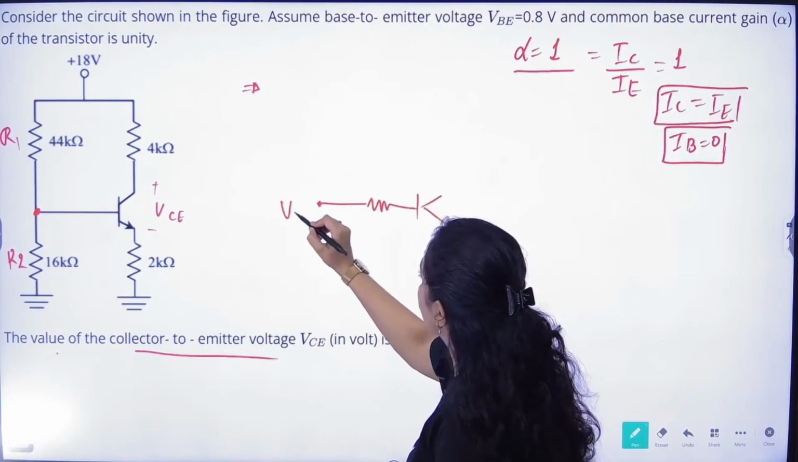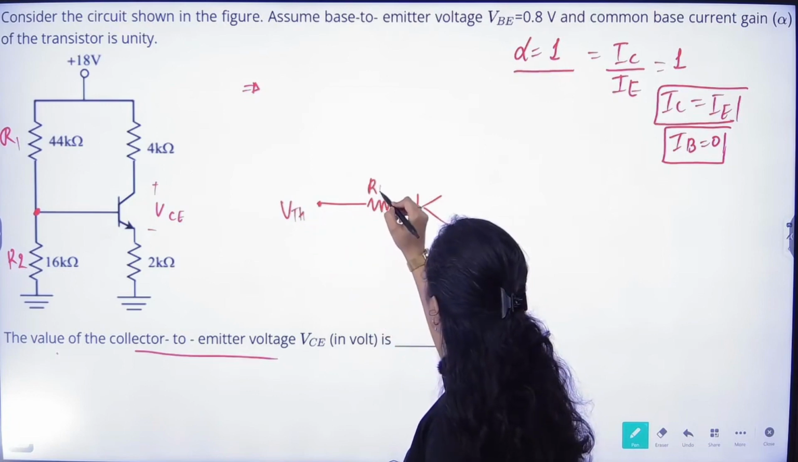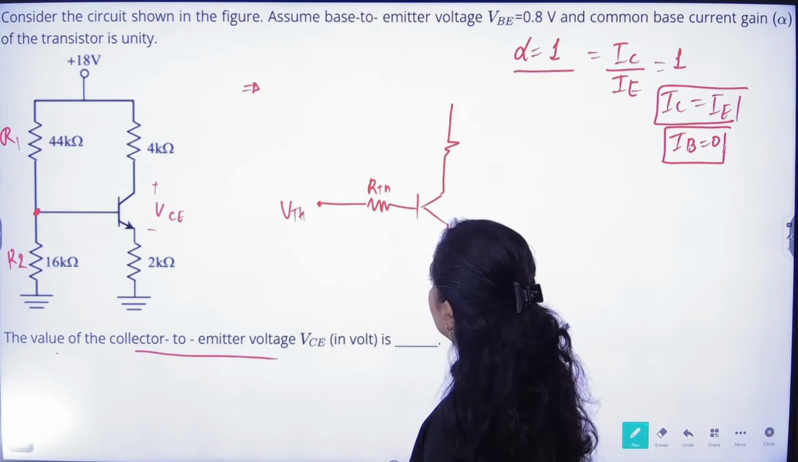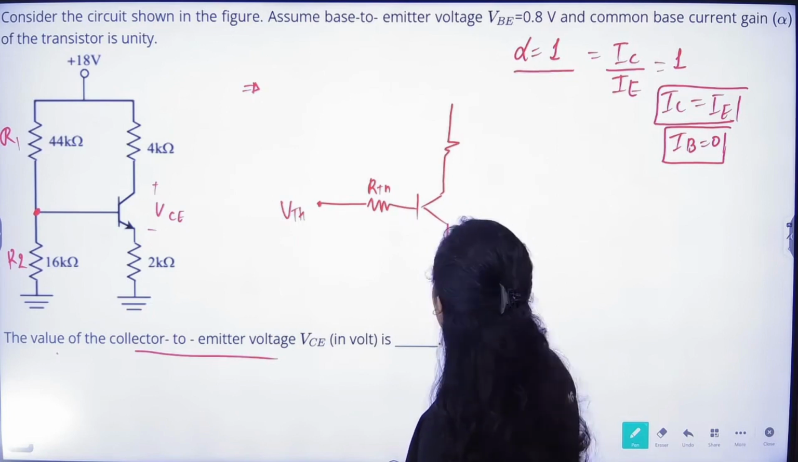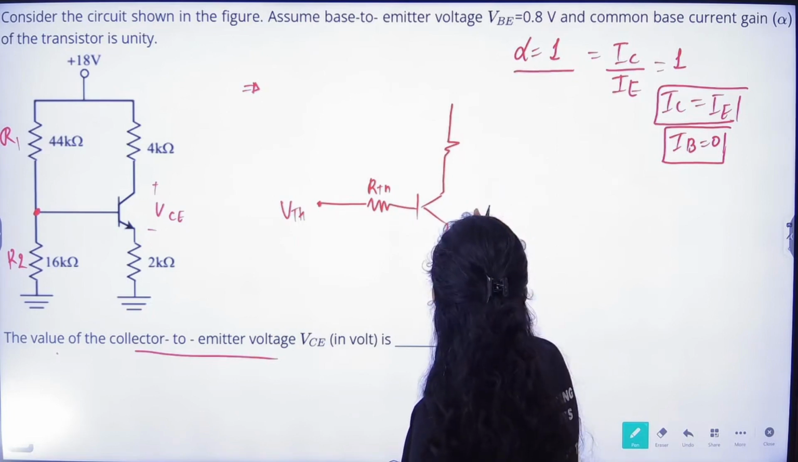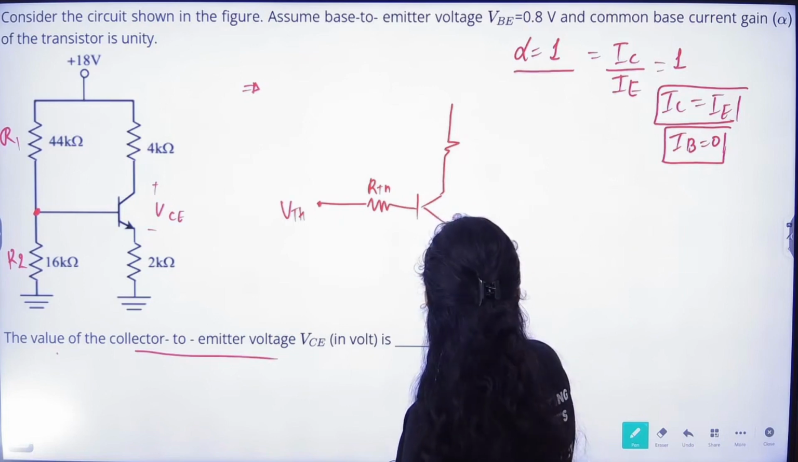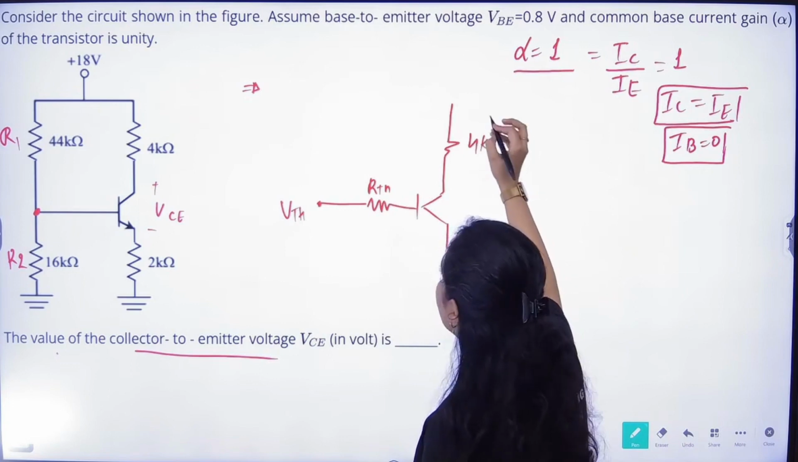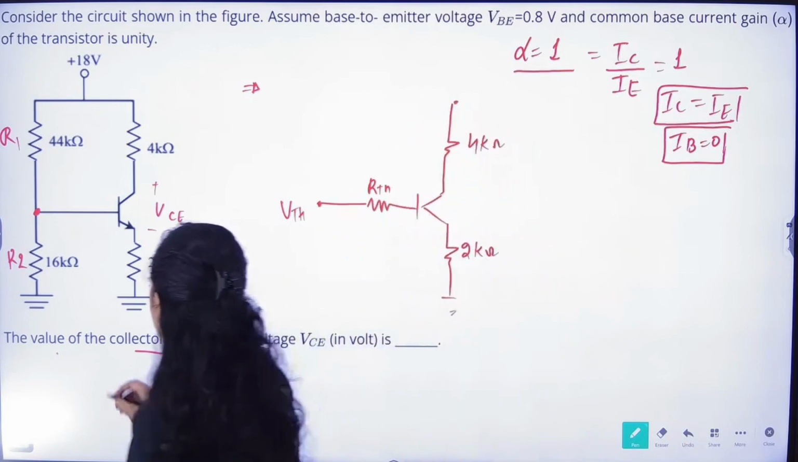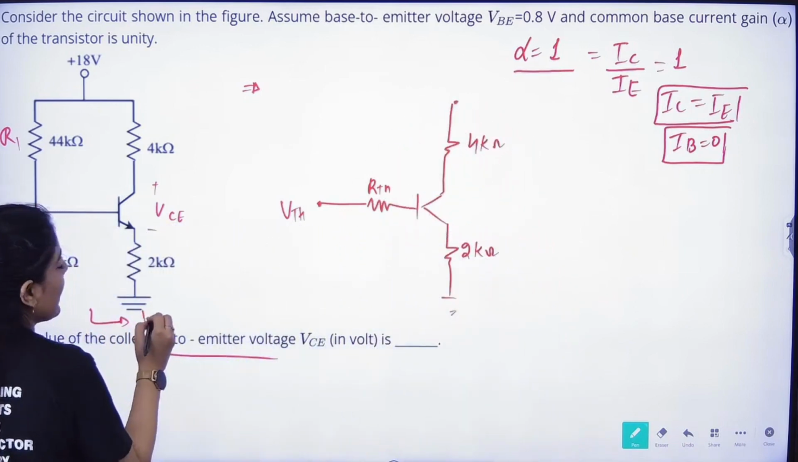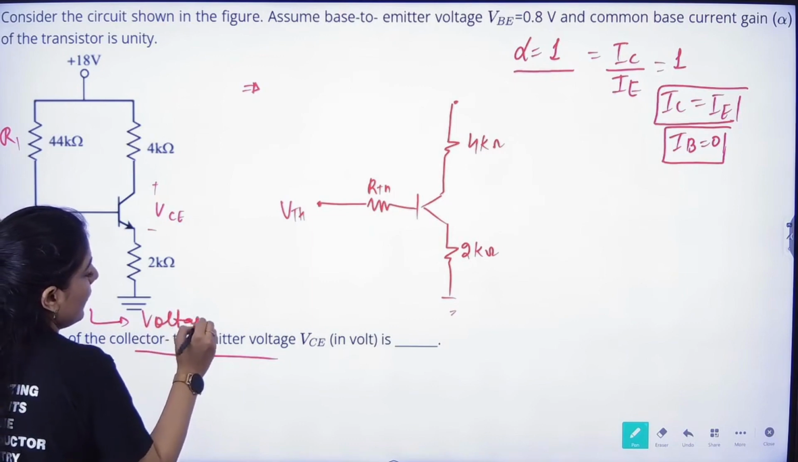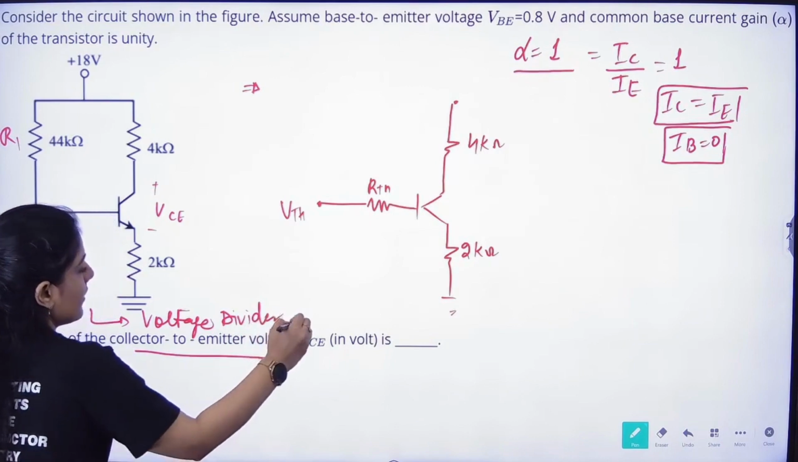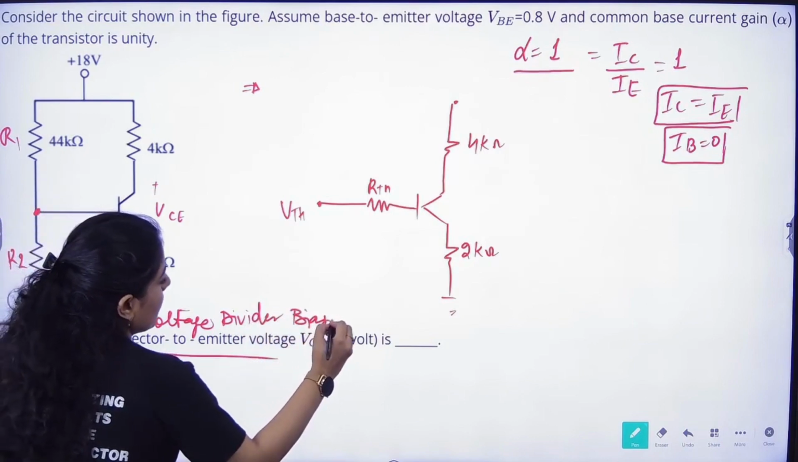So this is VTH, RTH. This is known as the voltage divider biased circuit. I was just remembering the name.